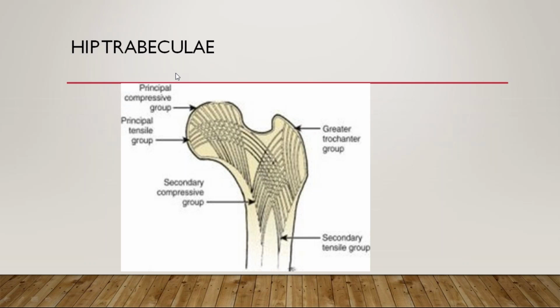Now the hip trabeculae. Normally in the hip the trabeculae will be present, these are the condensed parts. We see the principal compressive trabeculae at the head level, the secondary compressive group, the primary tensile group, and the greater trochanteric group. These are arc-like structures seen on X-rays, not on CT or MRI. On a plain X-ray we can see all these trabeculae. What will happen in osteoporosis? As osteoporosis increases, the trabecular pattern will decrease.